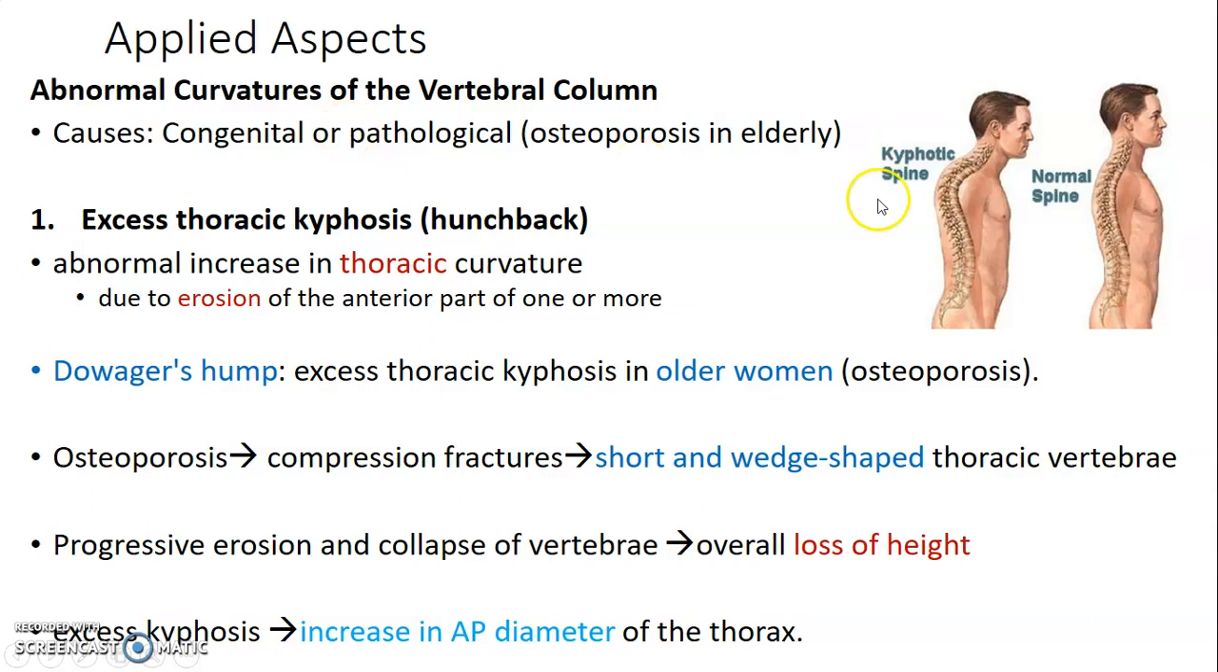So we have abnormal curvatures, for example, abnormal thoracic kyphosis. This is what we call a hunchback or the Dowager's hump in older women who have osteoporosis. Okay, so when you have osteoporosis or compression fractures, you get fractures of the thoracic vertebra or collapse leading to kyphosis. So kyphosis gives you an increased anteroposterior diameter. Look at this anteroposterior diameter on a normal spine and on a hunchback. You increase the anteroposterior diameter of the thoracic curvature. So this is hunchback or thoracic kyphosis.